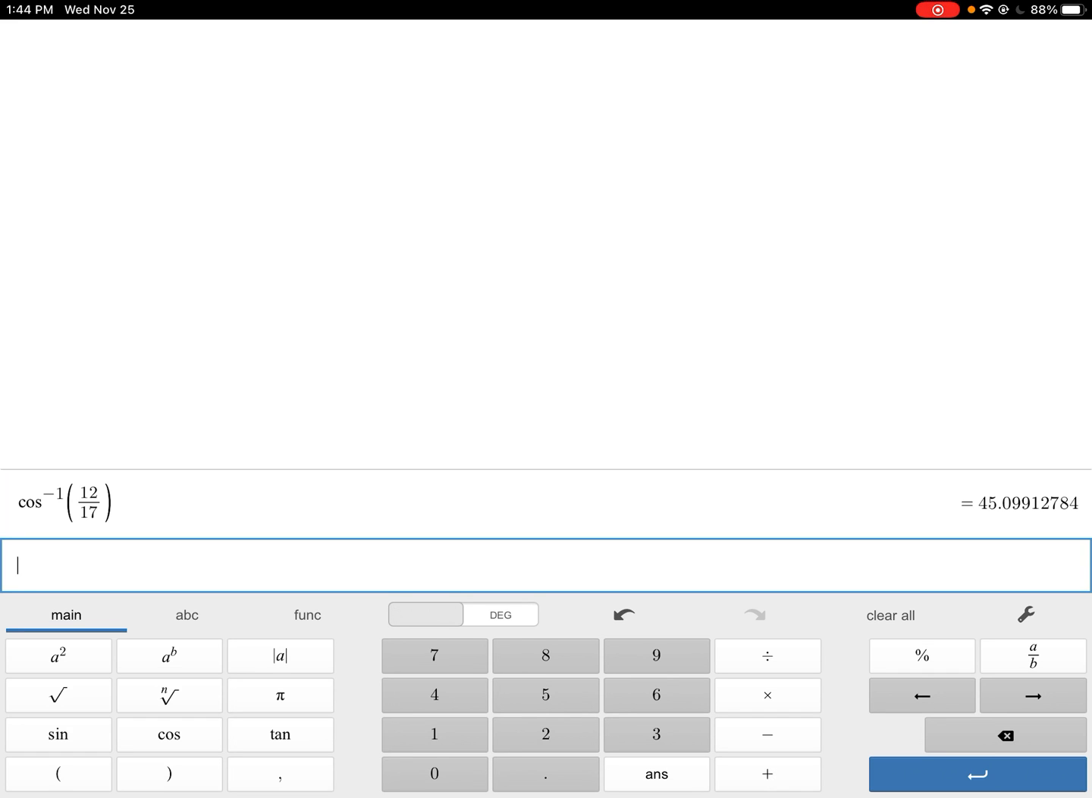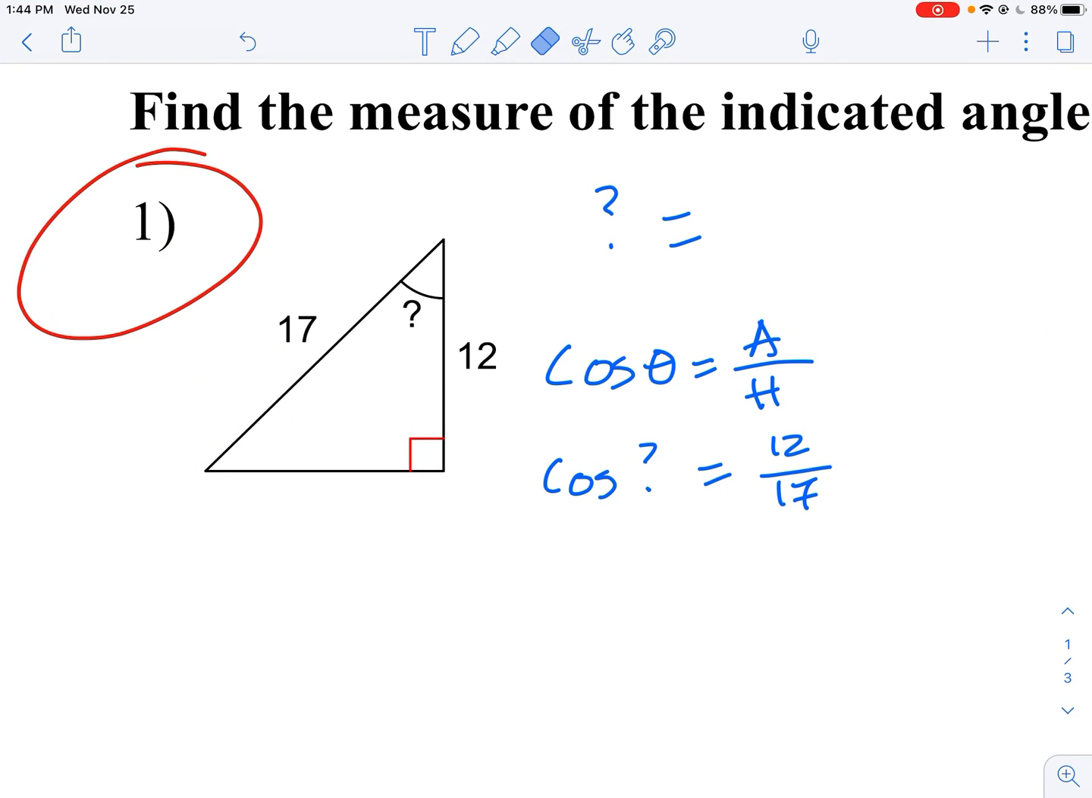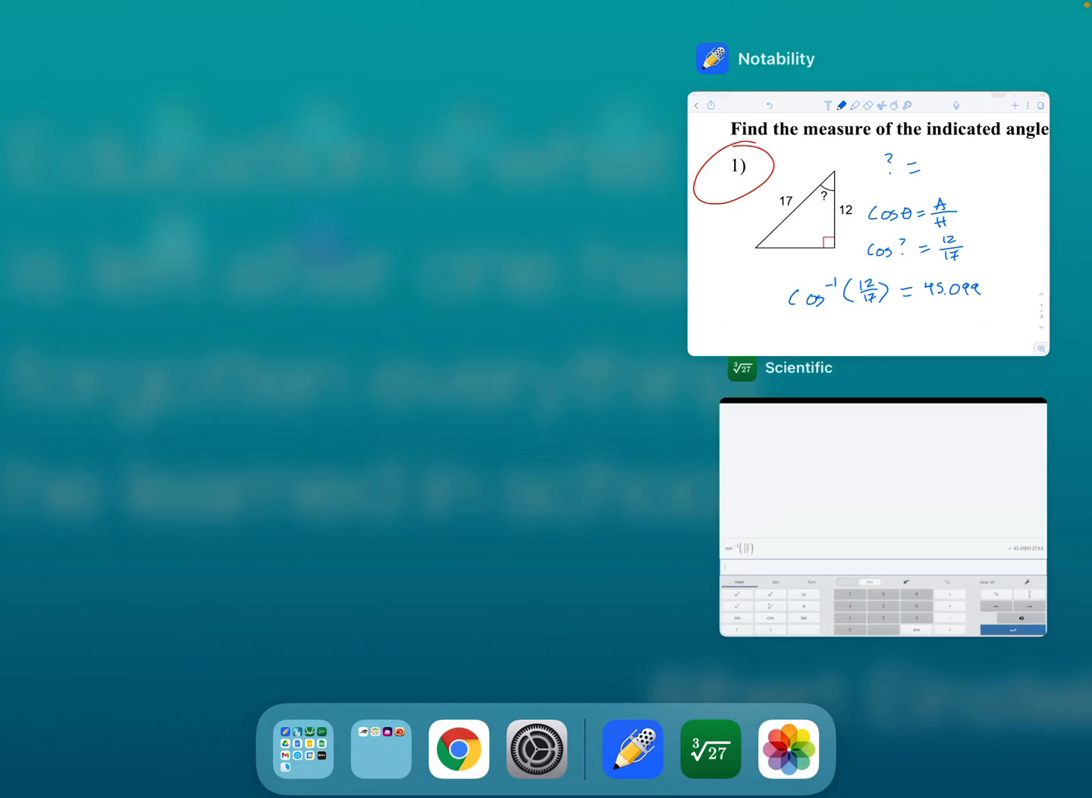That is 45.099 degrees, and it keeps going. I would like for you to round to the second decimal place. So here, I'm going to write out what we did. We did inverse cosine of 12/17. And we got 45.099.